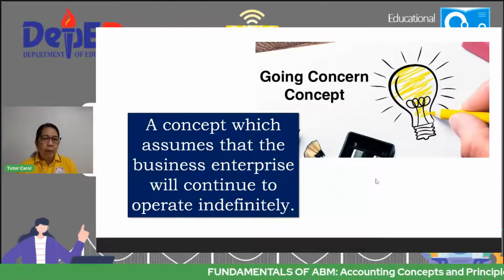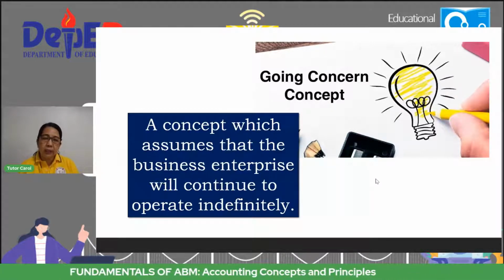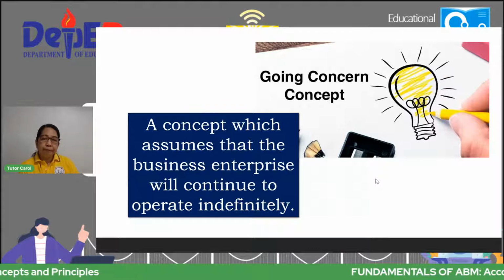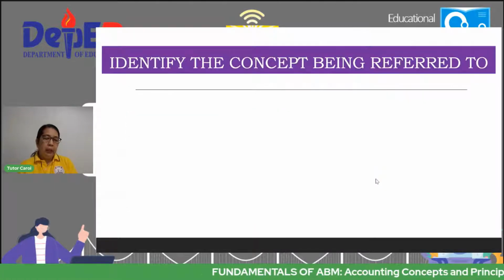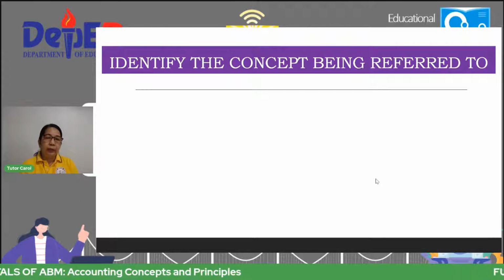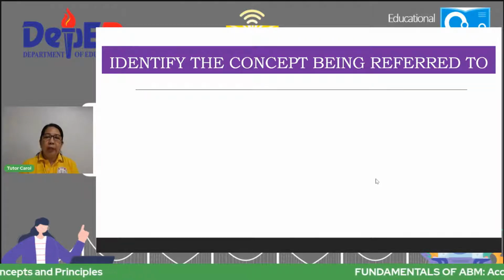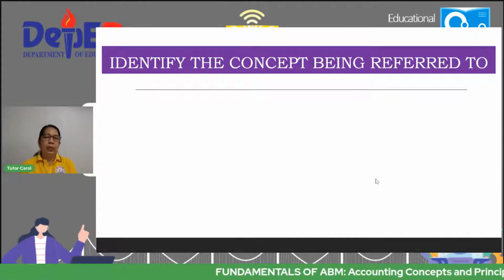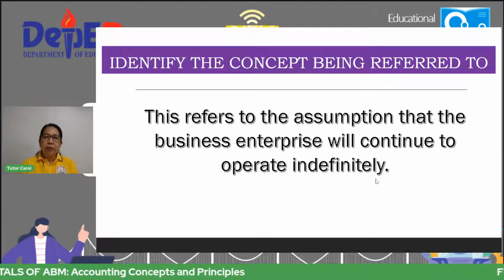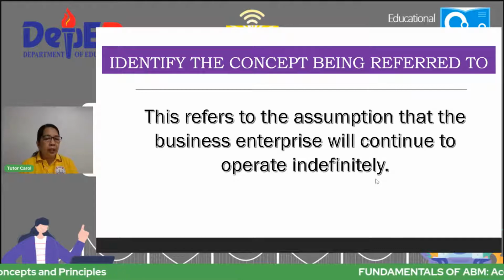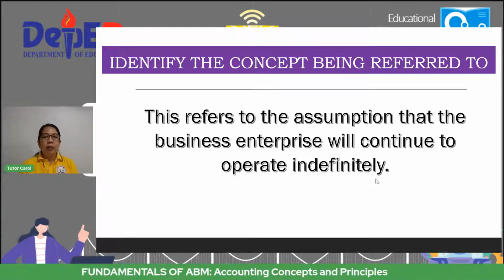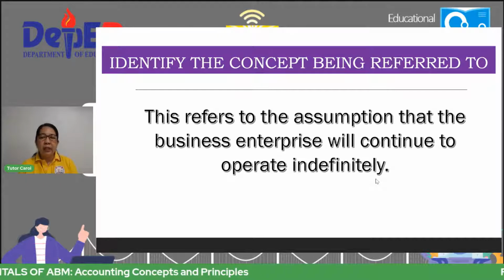Kaya nga ang mga managers, pag nakikitang bumababa ang performance ng kanyang business, ay gumagawa ng paraan para ito ay maitaas muli. Okay? So, nakapagbigay ako ng 3. Tingnan natin kung natatandaan ninyo ang ating 3 pinag-aralan. Okay? So, identify the concept being referred to. First, this refers to the assumption that the business enterprise will continue to operate indefinitely. O, kasi sabi ko lang yan. Anong sagot? This refers to the assumption that the business enterprise will continue to operate indefinitely.